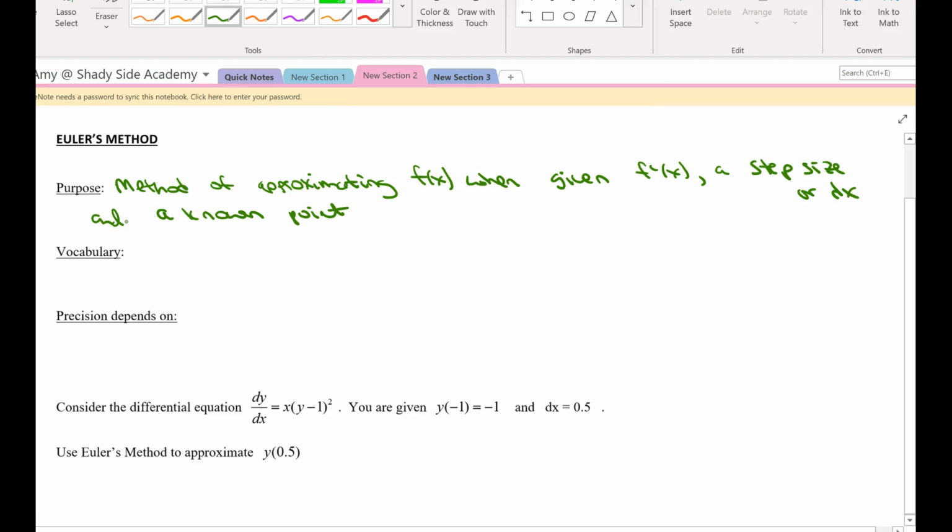The only new vocabulary that you're going to see is that word I just used. It's called step size. And when you read step size, all you need to know is that step size is no different than just dx, or the run, the change in the independent variable.